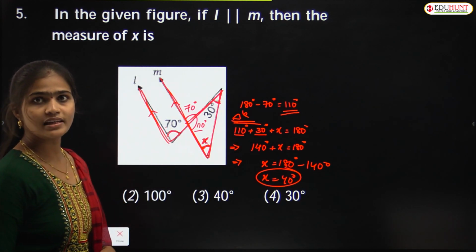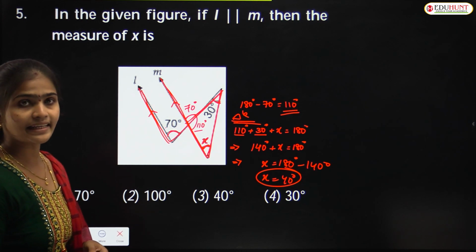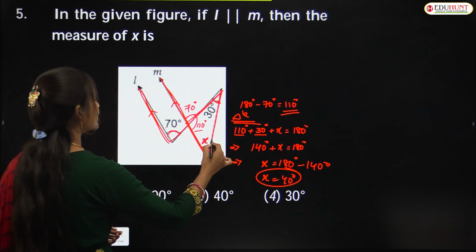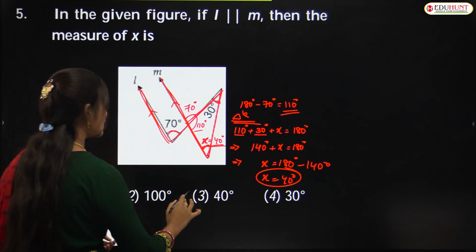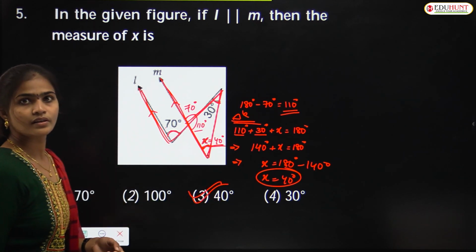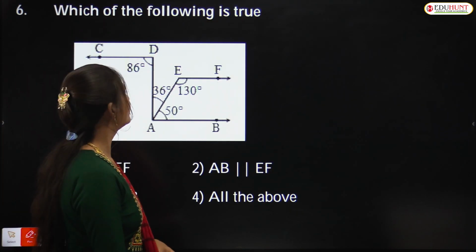Okay, that angle only they are asking now. So what is the value of x? So x is equal to 40 degrees. So which option is correct? Option 3. Okay, is it clear? Yes. So let us see the next problem.